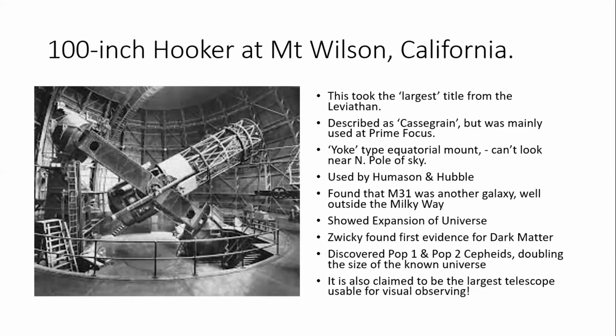They also discovered that the Cepheids, which had been used for the distance scale up to that time, came in two varieties, if you like, population 1 and population 2, and they had different characteristics. And when they found that the Cepheids they'd been using for the distance ladder were actually not the type they thought, that in one stroke doubled the size of the known universe. So the galaxy, instead of being about 1.25 million light years away, became about 2.5 million light years away.